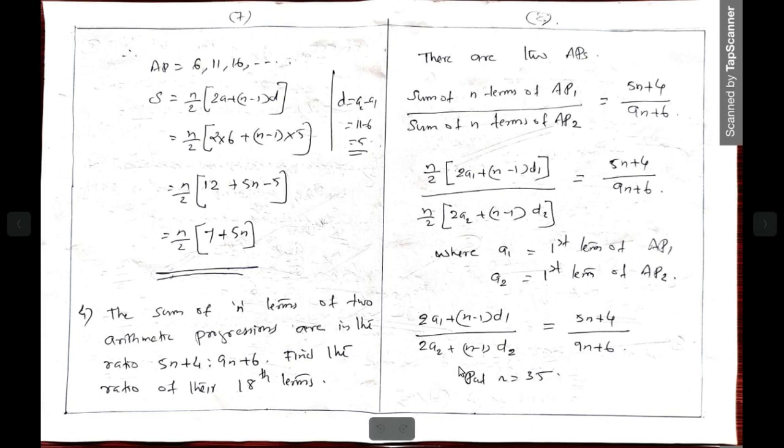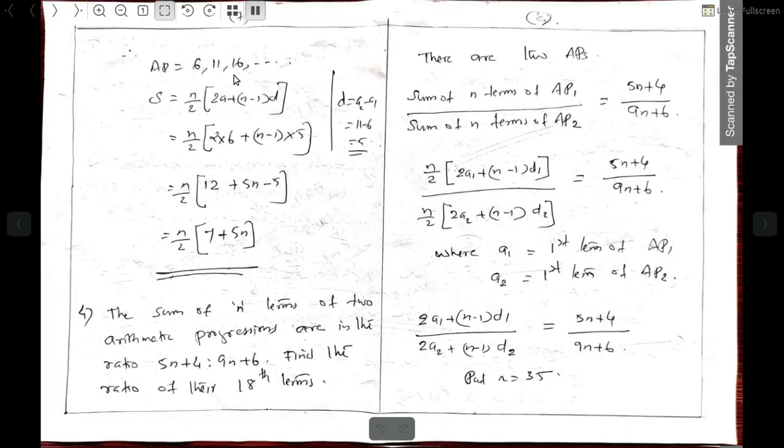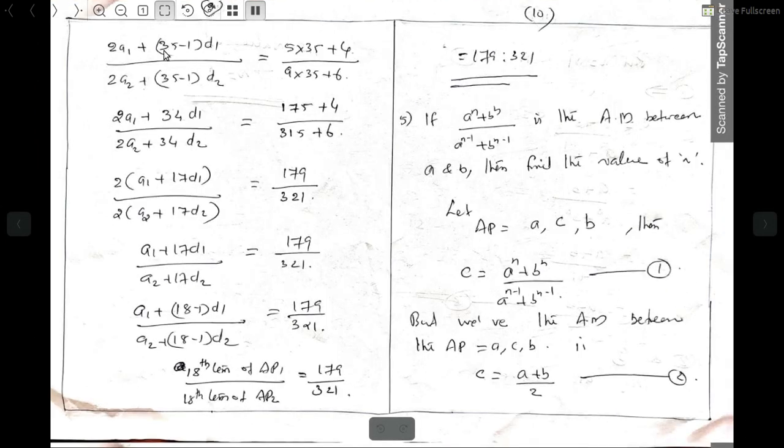Now I am given n is equal to 35. This is logic. Why do we use n is equal to 35 is a question. Okay, it's a reasonable question, or it is a general guess. And why do we use n is equal to 35? See the beauty. First you substitute n is equal to 35, then what happens? 2a1 plus 35 minus 1 into d1 divided by 2a2 plus 35 minus 1 into d2. n is equal to 35. So that is 35 minus 1, 34.